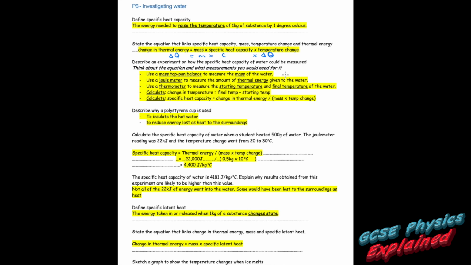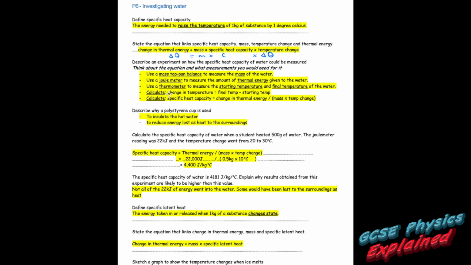Now, as I say to my students, you should always base your explanation on a calculation. So obviously the calculation is this one above in this particular instance. So we're going to need to measure the mass. So use a top pan balance, 1 mark, to measure the mass, 2 marks. Use a joule meter to measure the amount of thermal energy. Use a thermometer to measure the starting temperature and the final temperature of the water.